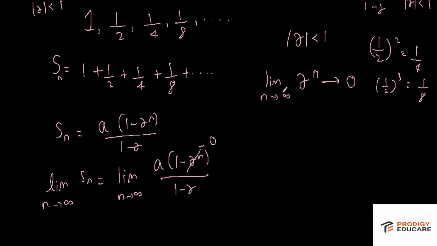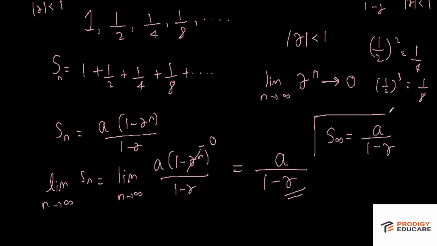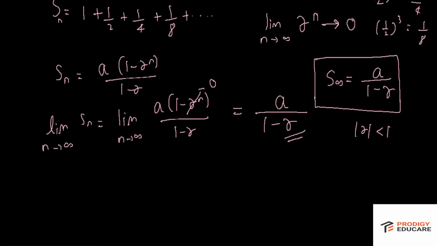Why? As I've explained here, if R is less than 1, if its magnitude is less than 1, whenever I increase the power, it tends to 0. So what formula are we getting? We are getting A upon 1 minus R. Perfect. So S infinity is given by A upon 1 minus R for a geometric progression. Now the important point that you have to note down is that mod R must be less than 1. If its magnitude is greater than 1, this formula won't be valid.